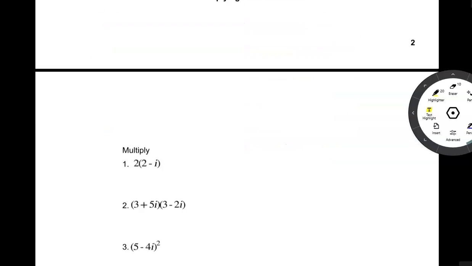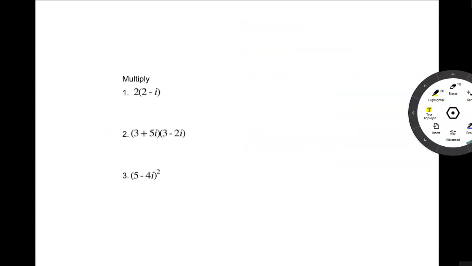Let's go ahead and do a little bit of multiplication. Okay, first one is just distributing. So if you're comfortable with distributing, this is probably going to be kind of like, why are we even doing this? We're taking the 2 times 2, which is 4, and 2 times the -i, so we get -2i. Pretty straightforward. Just think of it as distributing.